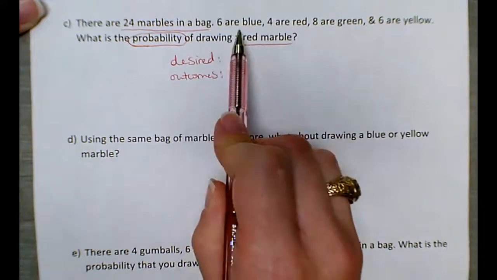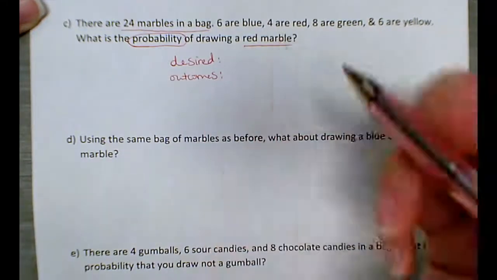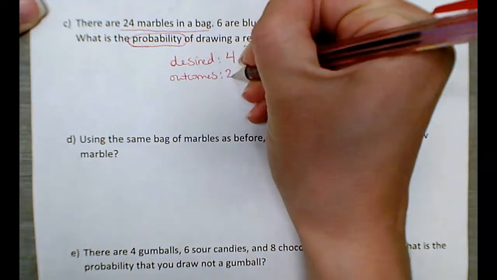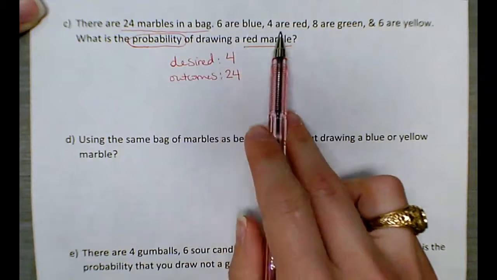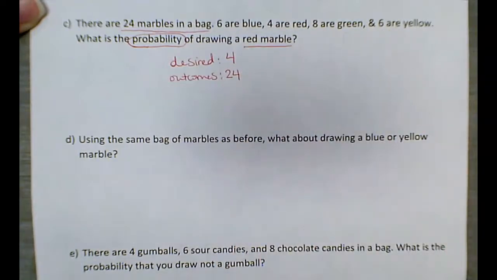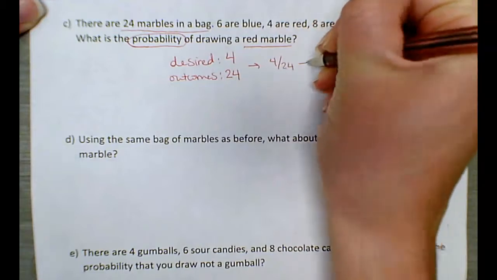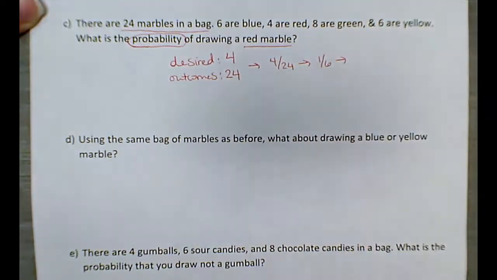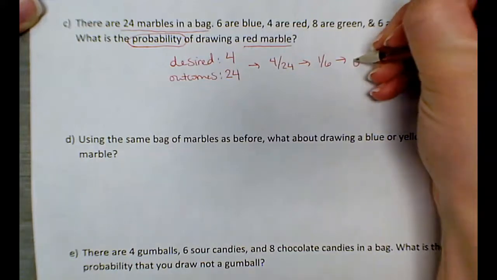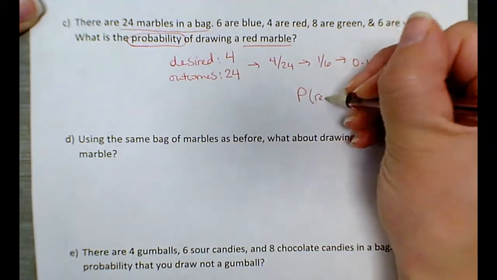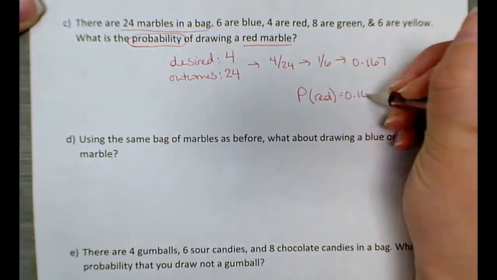So looking in the bag, we've got 6 blue, 8 green, 6 yellow, but 4 of them are red. So there are 4 possible marbles that are what we desire. The total outcomes, well, there are 24 marbles in the bag. So 24 is my sample space. 6 blue, 4 red, 8 green, and 6 are yellow. So we've got 4 red marbles out of 24 possible marbles. So that creates the fraction 4 over 24, which is 1 over 6, which is the same thing as our probability of rolling a 1 on a die, 0.167. So we would write this as the probability of drawing a red marble equals 0.167.